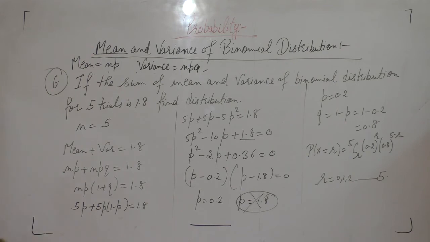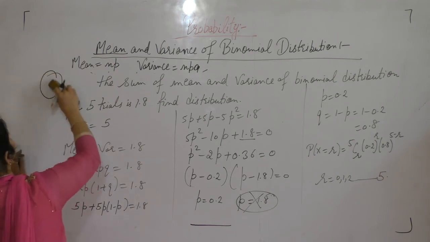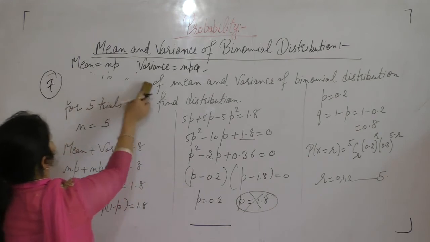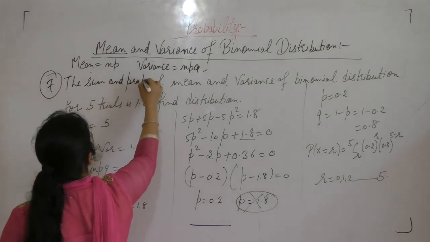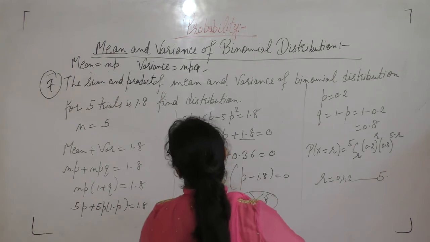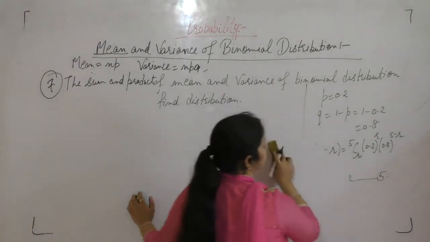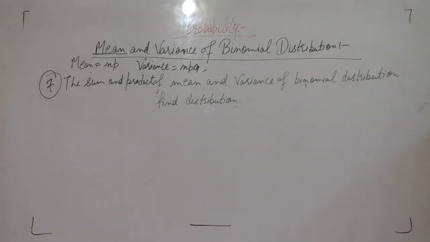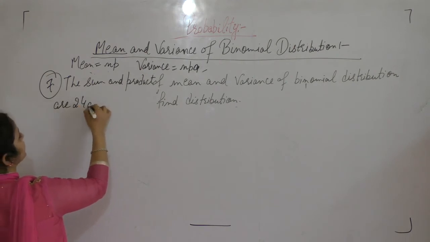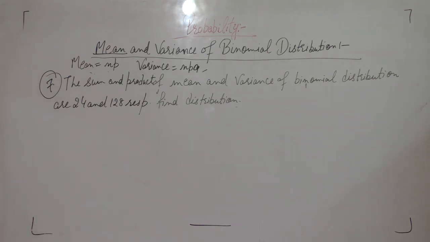Next is question number 7. The mean and variance of the binomial distribution are 24 and 128 respectively. Find the distribution.